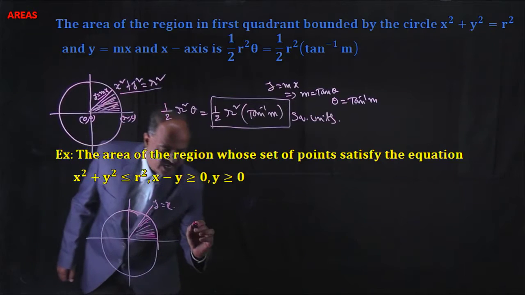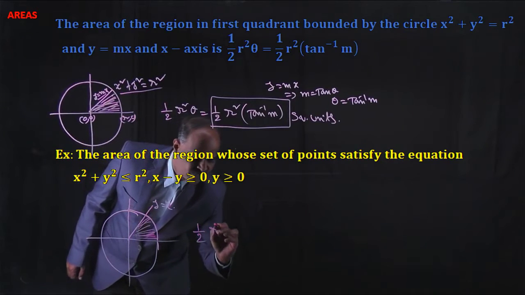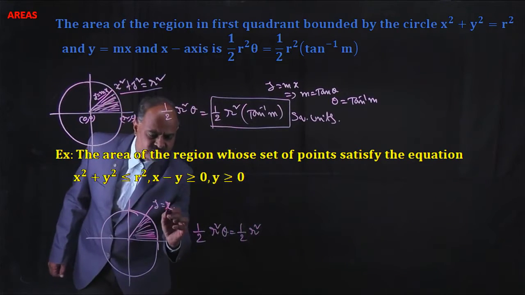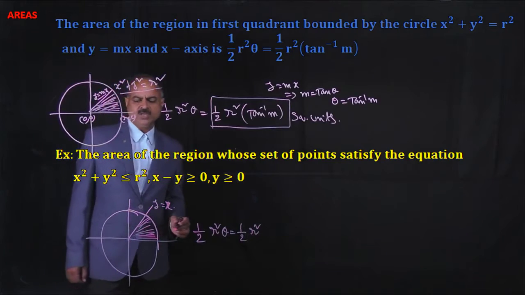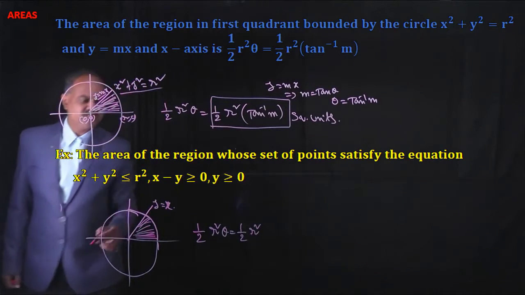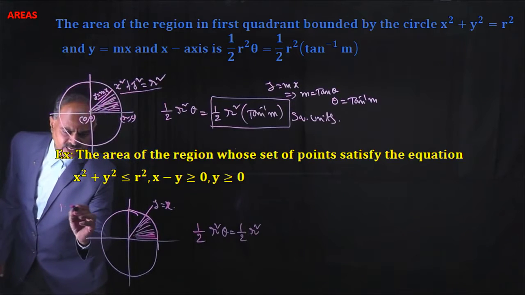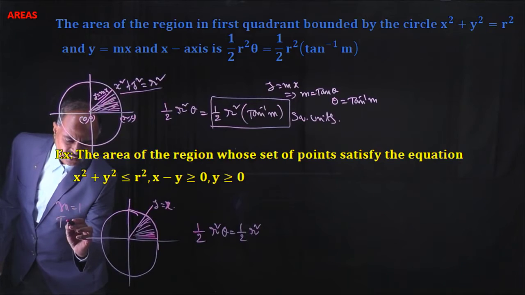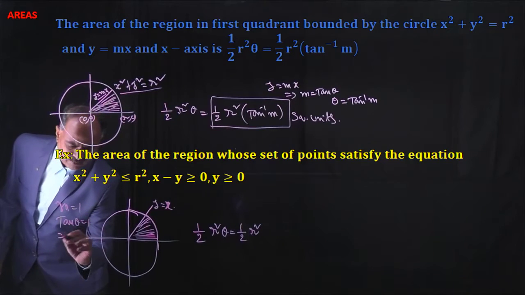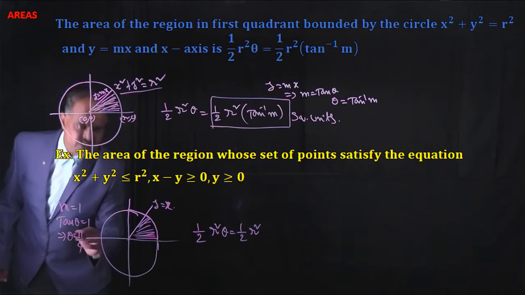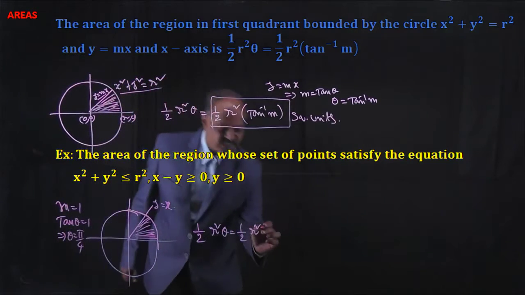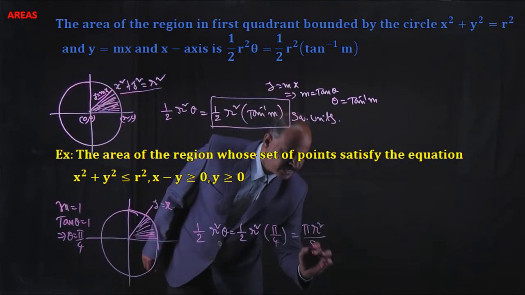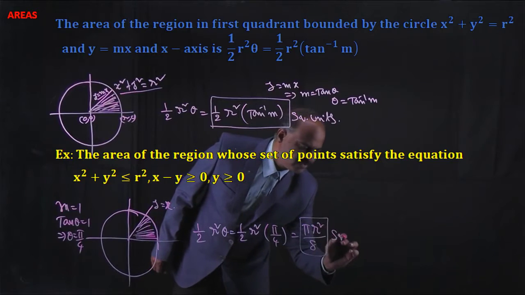So the required area is equal to half r square theta, where theta is equal to tan inverse m. Here y is equal to mx, with m equal to 1, so tan theta is equal to 1. Therefore theta is equal to pi by 4. So half r square theta, with theta equal to pi by 4, is pi r square by 8 square units.